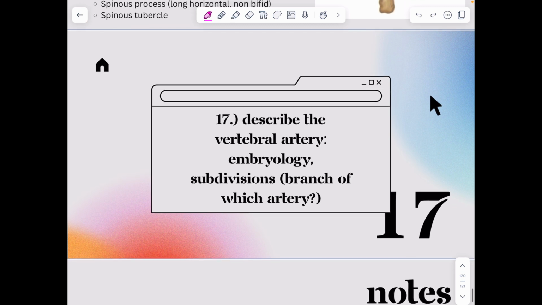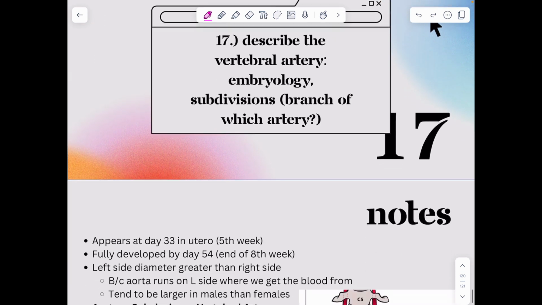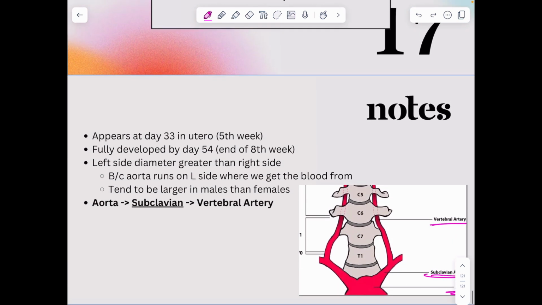So 17, describe the vertebral artery, embryology, and subdivisions. It appears at day 33 in utero. It's fully developed by day 54. I don't think those are super important, but I just threw them there because she didn't have much on embryology.